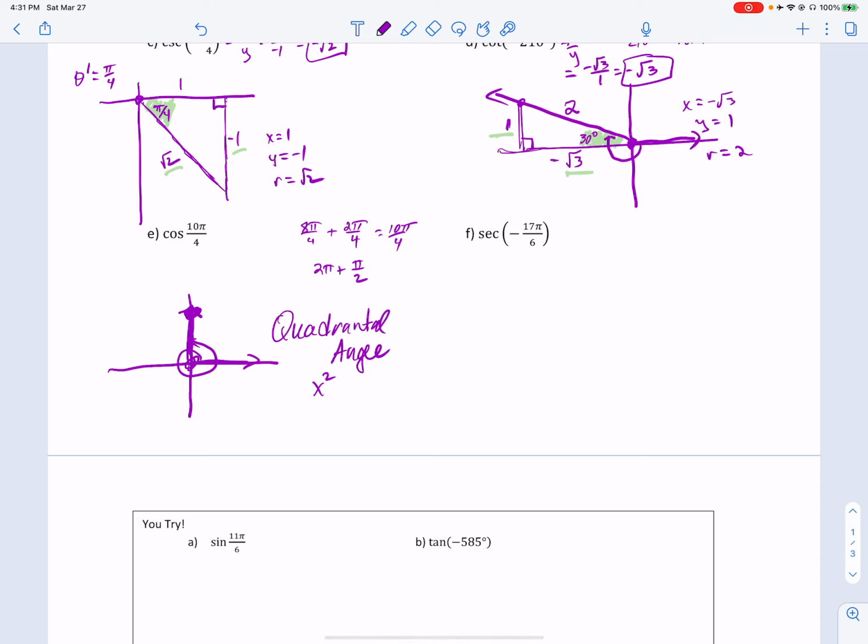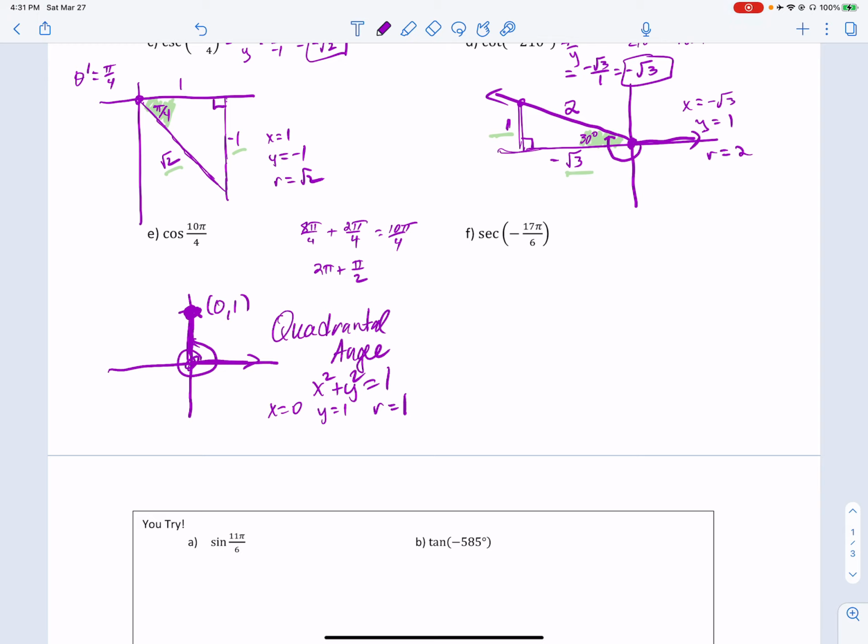And that's where we are going to consider we are on the unit circle. And we're going to figure out, okay, if we're on the unit circle, this point's going to be 0, 1. So x is going to be 0, y is going to be 1, and the radius is always a positive 1 on that. And we're going to use that unit circle when we have a quadrantal angle, when there are a multiple of 90.